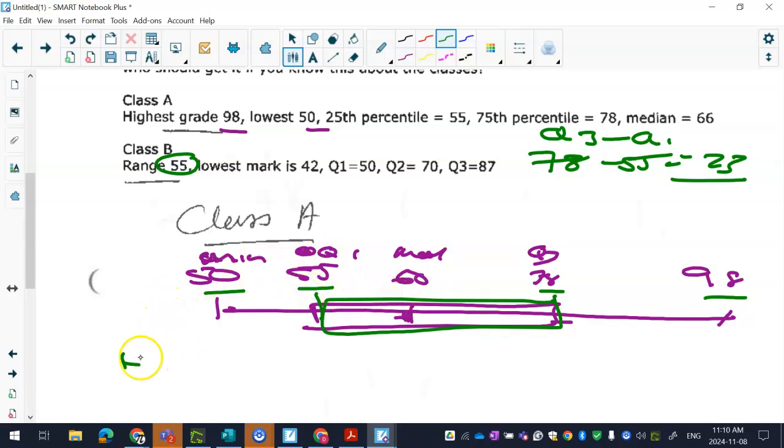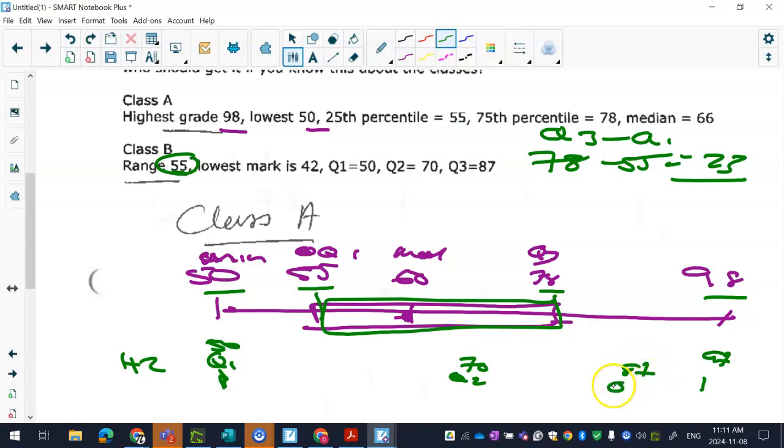So let's go back to class B. Class B has a low of 42. It has a range of 55. So 55 and 42 would get me to 97. My max score would be 97, which is almost 98, but a little lower. Q1 is 50, so that's here. Q2 is 70, which is over here. And then Q3 is 87, which is over here.